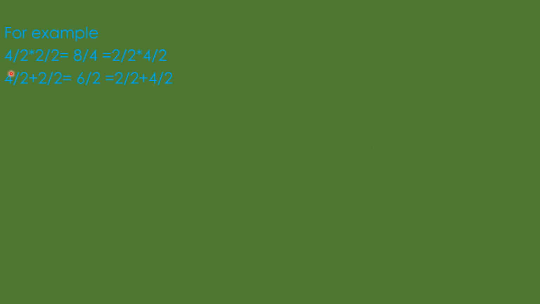For example, 4 by 2 into 2 by 2 is equal to 8 by 4, which is equal to 2 by 2 into 4 by 2. Now let's add these numbers. 4 by 2 plus 2 by 2 is equal to 6 by 2, which is equal to 2 by 2 plus 4 by 2. So both are satisfying the condition. Therefore, addition and multiplication are commutative under rational numbers.